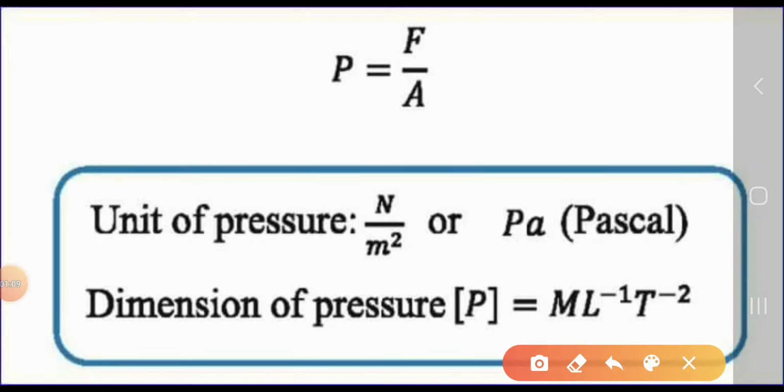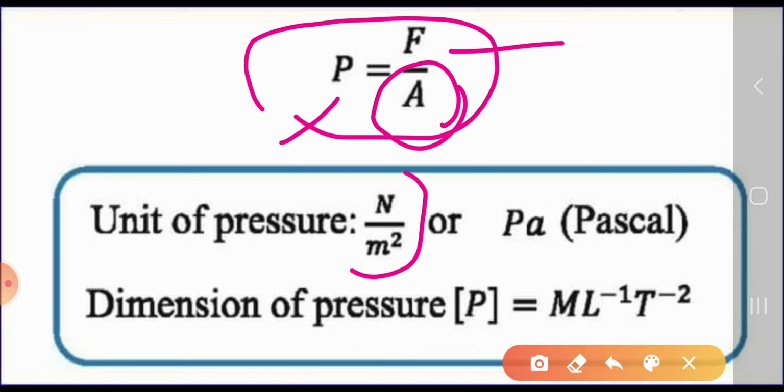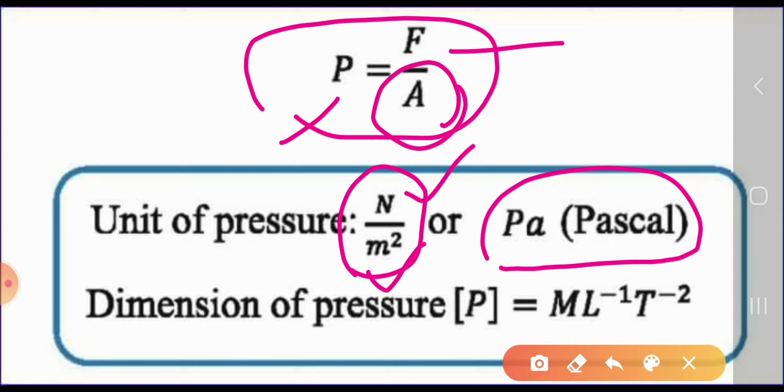So P equal to F divided by A, where P is the pressure, F is force, and A is the area. The unit of pressure is N divided by m square, where N is the Newton, and you can also write Pascal, that is Pa.